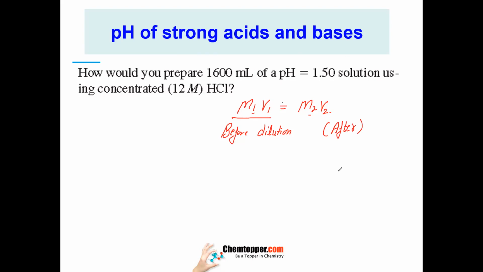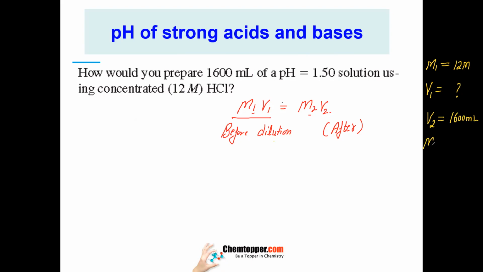So now let's see what all is given. Is M1 given? Give me the value of M1 before dilution. Yes, 12 molar. Is V1 given? No, that's not given. They didn't mention. They are asking you how would you prepare. So I need to know how much volume of 12 molar HCl I should take. So that is not given. Is V2 given? After dilution, how much volume are they asking? Yes, that is given: 1600 ml.